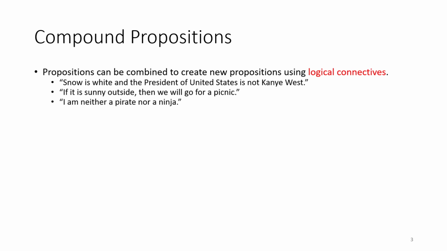Snow is white, again, we're going to take that to be true, although we can imagine circumstances where it would be false. And "the President of the United States is Kanye West," we took that to be false, but by negating it, by adding the not in there, we get a statement that is now true. Putting them together with an and makes a true statement. We'll explore this in more detail in a second.